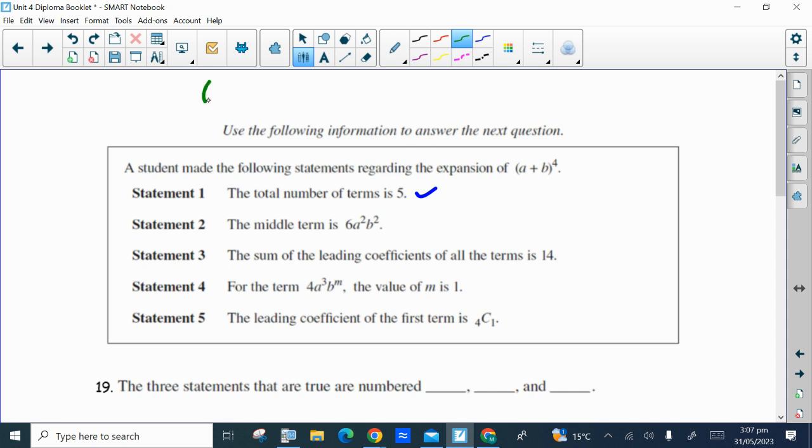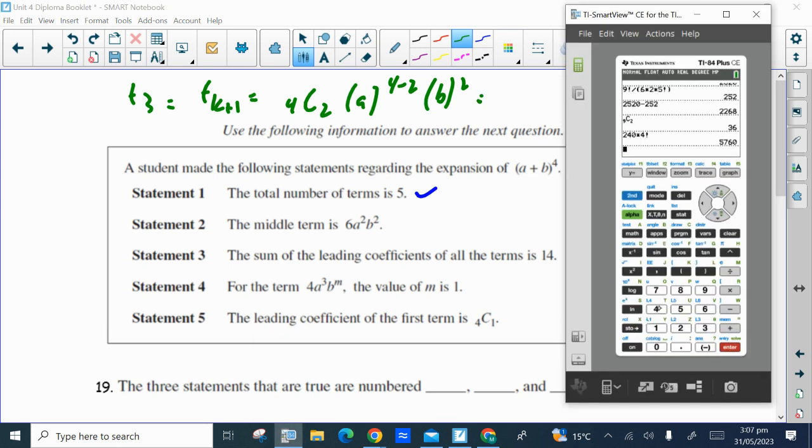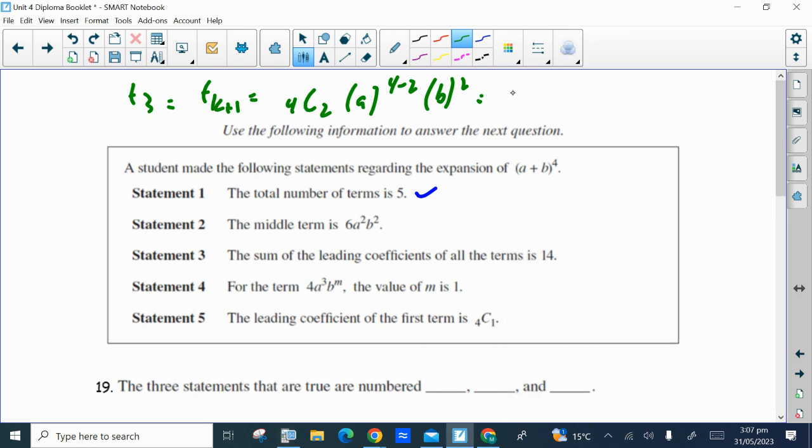Using the general term formula, if we want to find the third term, k has to equal 2. k is always 1 less than the term number. So it'll be 4C2 a to the 4 minus 2 times b to the 2. 4C2 is 6, so it'll be 6a squared b squared. That is the correct middle term.